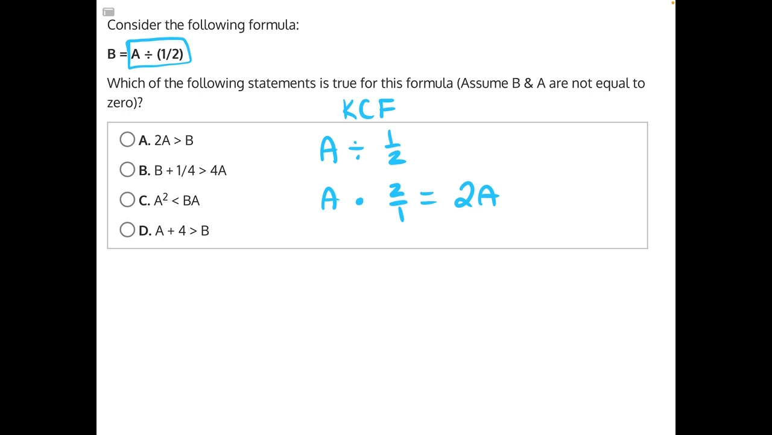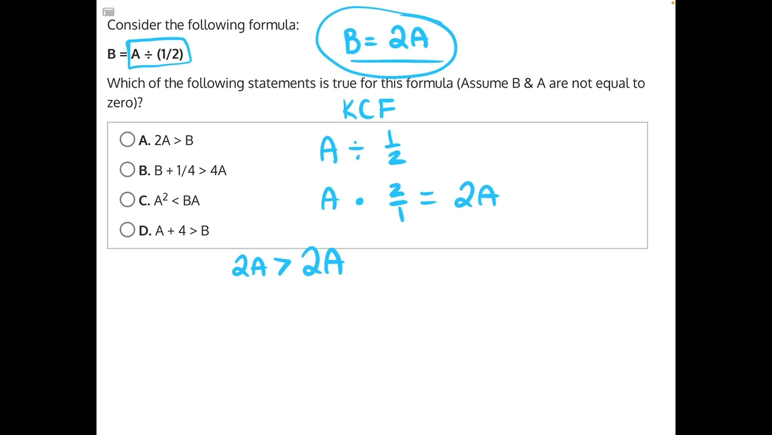So our new formula says b is equal to 2a. Now we will be able to substitute 2a in for every value of b and be able to eliminate answer choices this way. So let's take a look at A. A says 2a is greater than b, which is equal to 2a. This is an untrue statement. These two are equal to each other. One is not greater than the other, so that means A is incorrect.